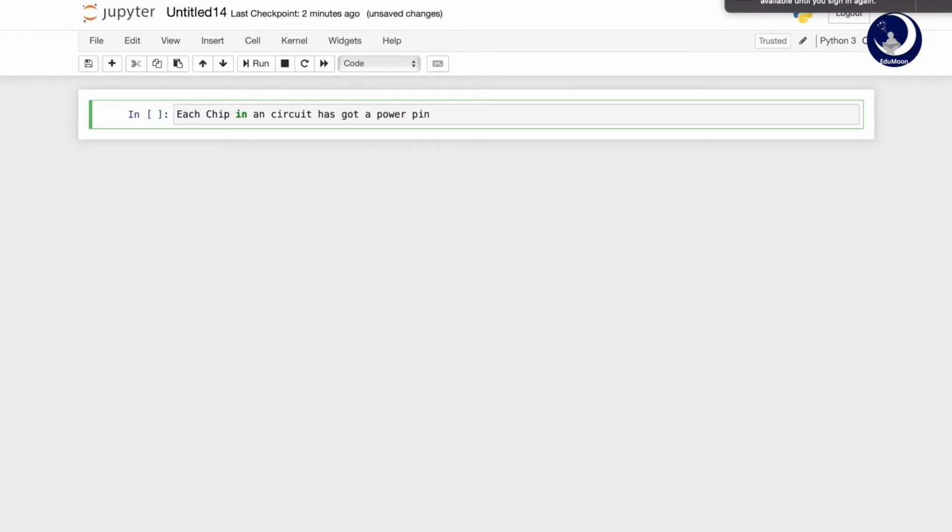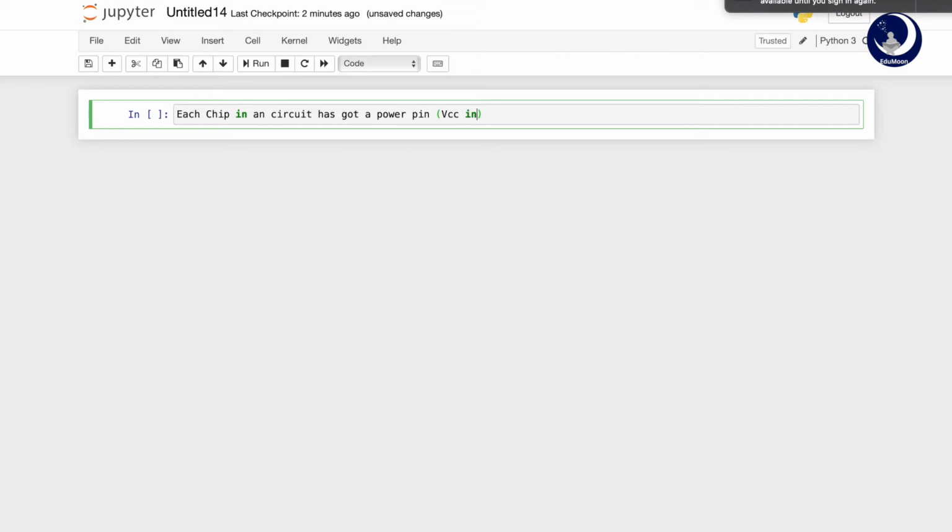This power pin is also called the VCC pin. So it must be connected to the signal that is always high. And the other pin is called the ground pin. It should be connected to the signal that is always low. We need to keep these two in mind.